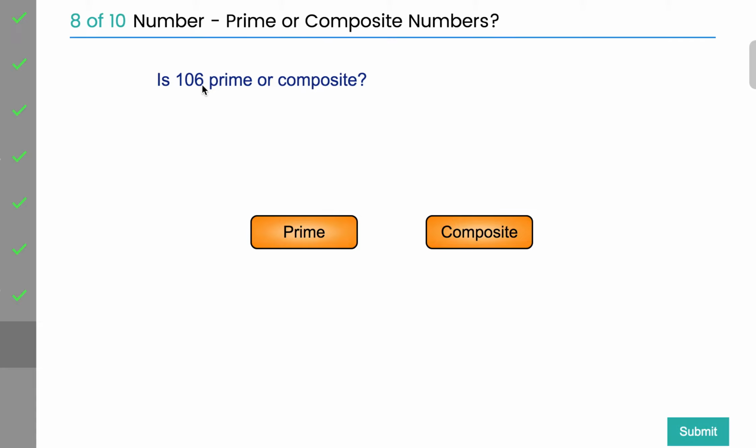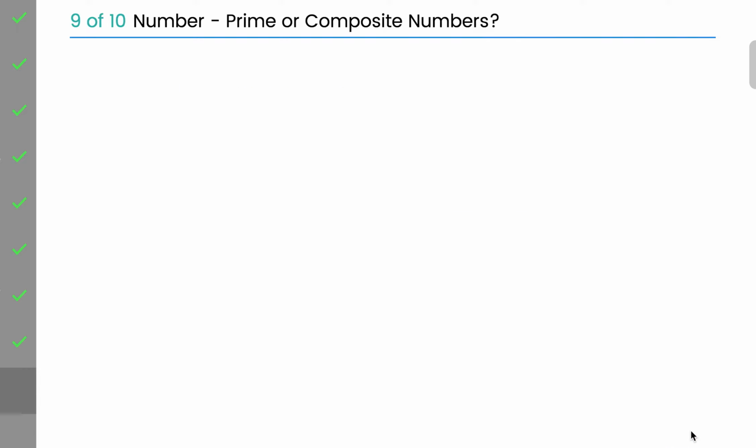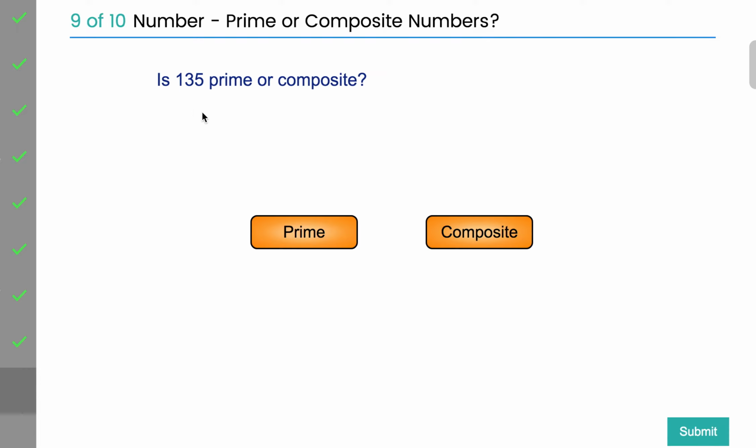106 is probably, it's composite because it's an even number. An even number is composite. So that's prime and composite numbers. It's all about if they're in times tables. This one's in the 5 times table, so it's composite. If they're not in any times tables apart from the 1 times table, then they are prime.